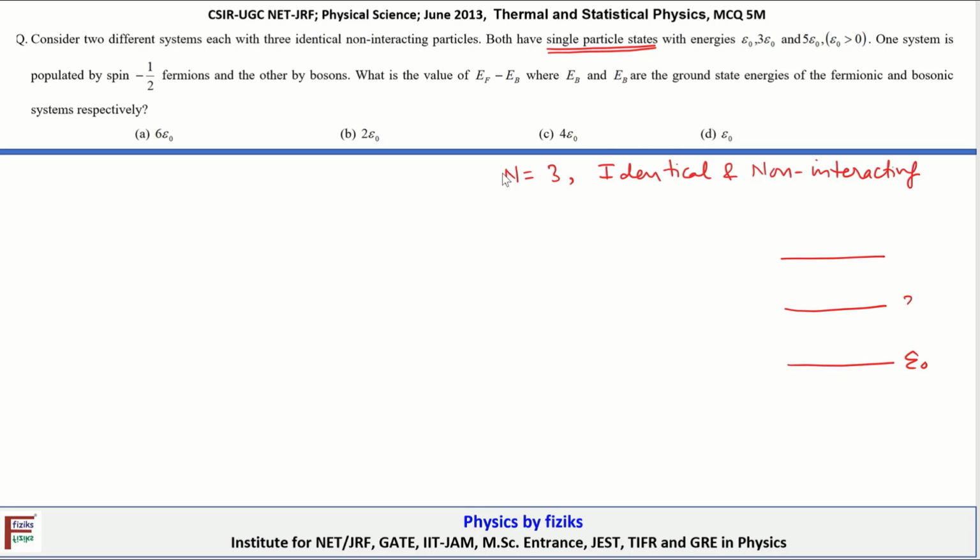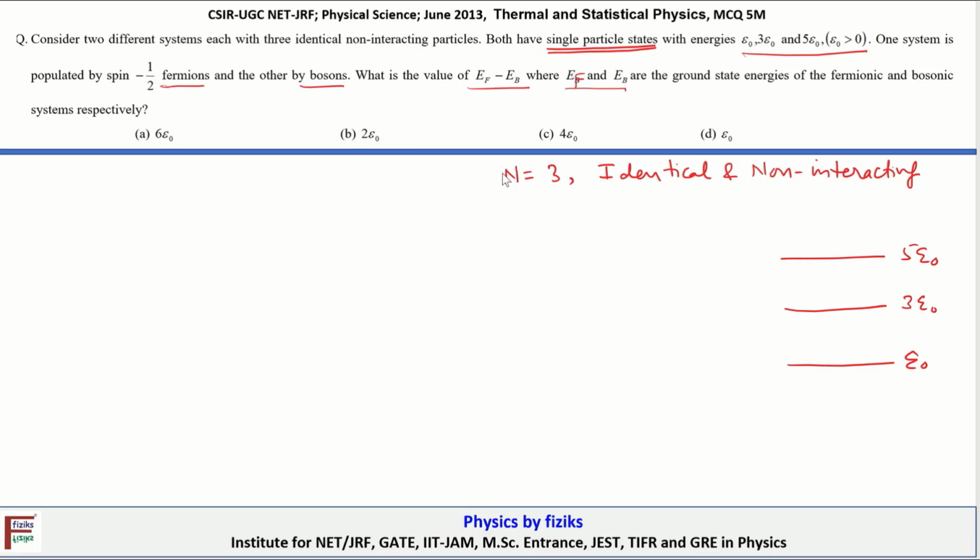And the energies of these single particle states are labeled as E0, 3E0 and 5E0, where E0 is greater than 0. So this information is given to us. One system is populated by spin half fermions and another by bosons. What is the value of EF minus EB, where EF and EB are the ground state energies of the fermionic and bosonic system respectively?